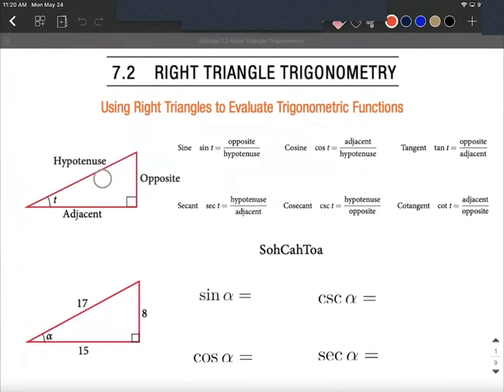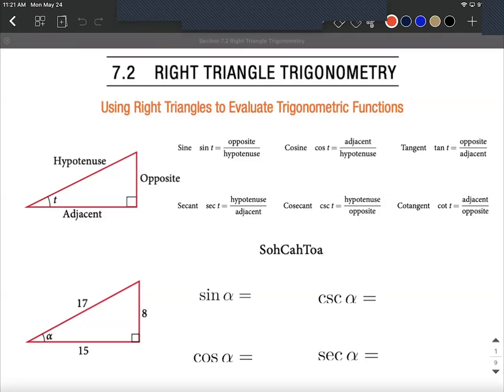The hypotenuse is always going to be across from the right angle. And it's very important that each one of these triangles has a right angle so that we can use this. So the first thing to notice is that we set up sine, cosine, and tangent first. And we use SohCahToa as a nice way to remember exactly where these come from. So SohCahToa means sine is opposite over hypotenuse, cosine is adjacent over hypotenuse, and tangent is opposite over adjacent.